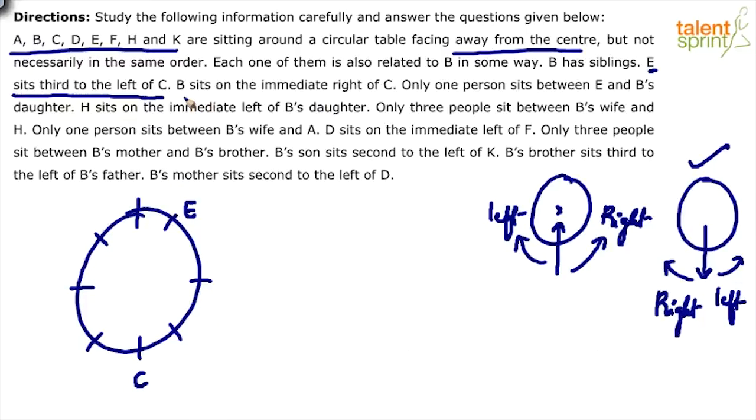B sits on the immediate right of C. Now, what is immediate right of C? See, right is in the clockwise direction. So, immediate right would be this position. So, B is on the right of C, right?